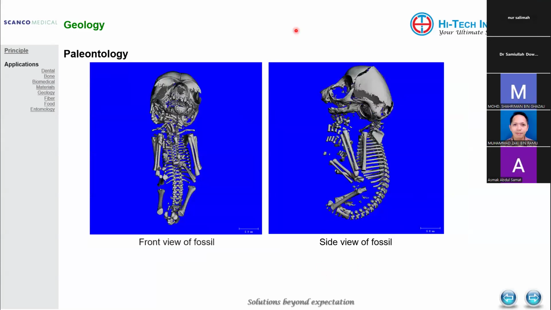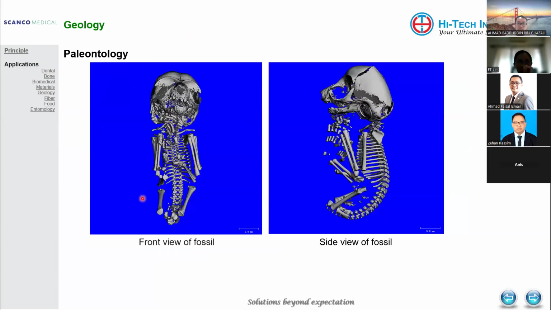And this one is another one. This, if it's not mistaken, is a small... what do you call that? I forgot. There's a name for this animal. Sorry, I cannot recall. Okay, so they can do it on fossils.